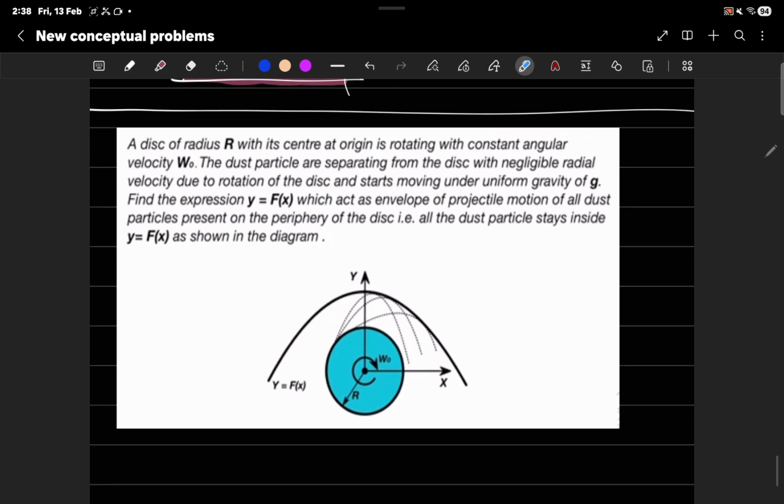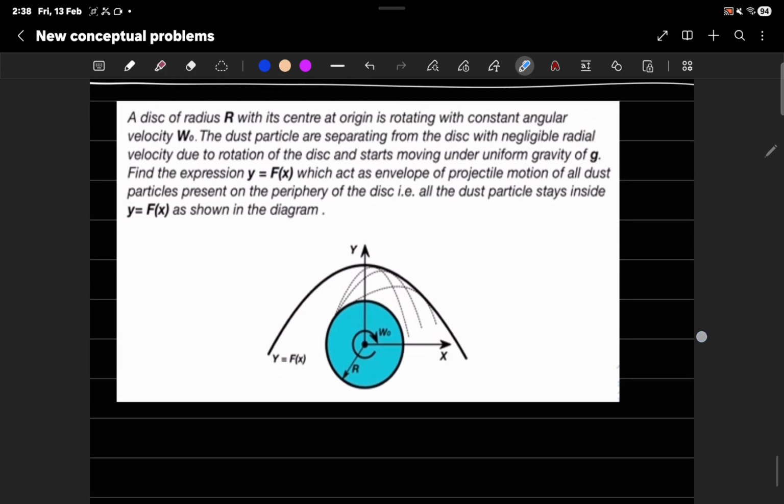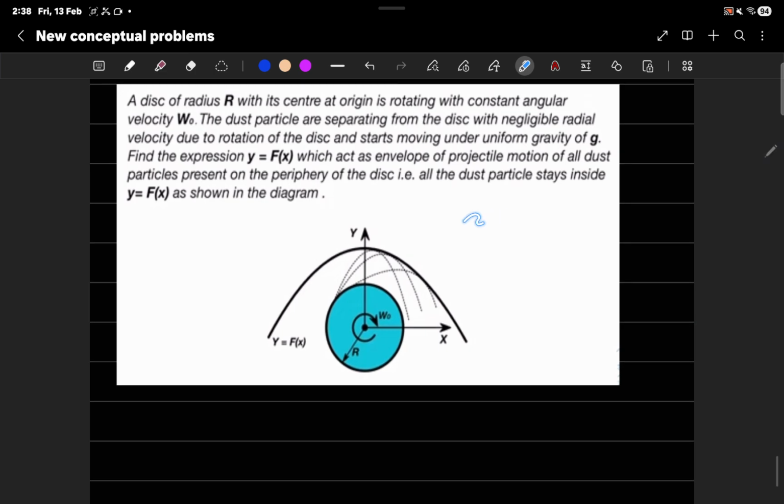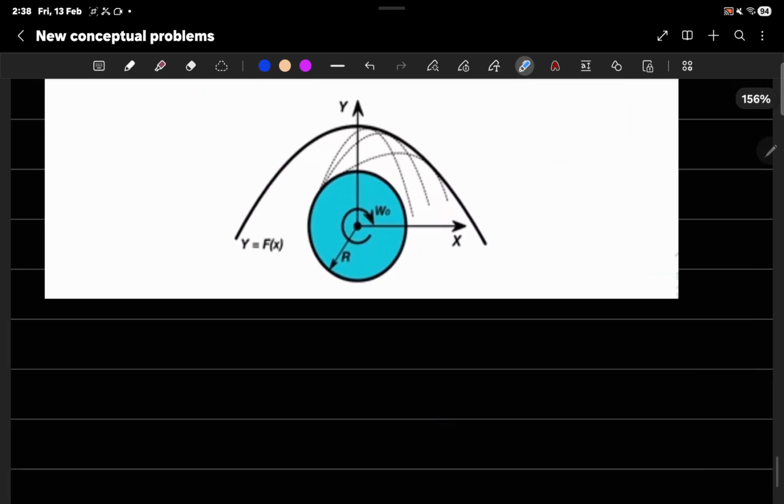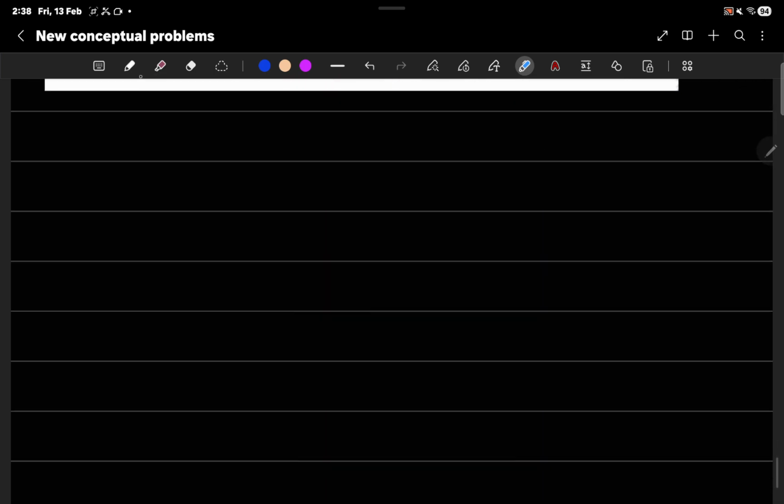So this is a very good problem, a little bit beyond the scope of Advanced, but the concept of the safety parabola isn't. So it is very important that you must know it, and I'll be teaching that also. So let's start. First of all, what is a safety parabola?